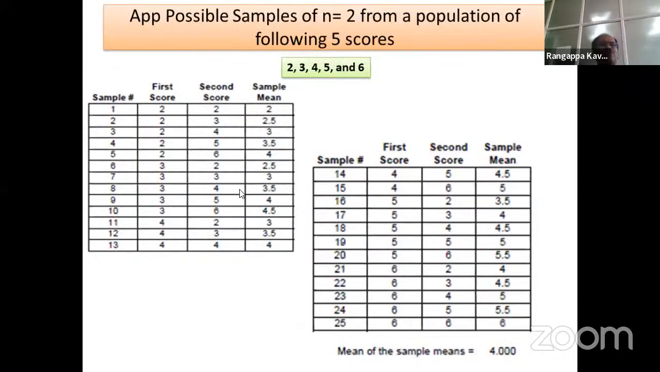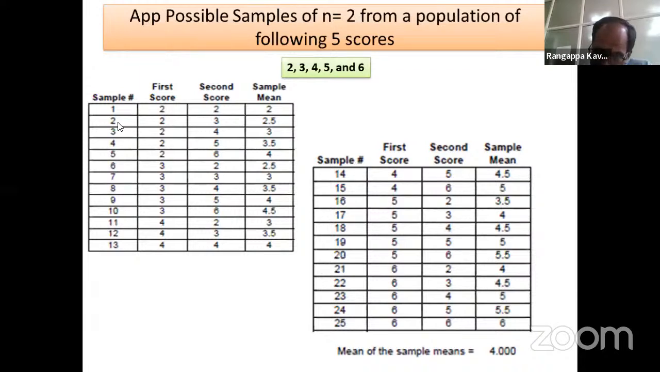See here, the population elements are 5. The first element has the value 2, the second element has the value 3, the third has the value 4, the fourth has the value 5, and the fifth has the value 6. From this population, we have taken samples of 2. In the first sample, we have taken 2 as the first unit and 2 as the second unit. Actually, it is not conditional. You just take 2 and put the same slip back, so once again there is a probability that both times you may select 2.